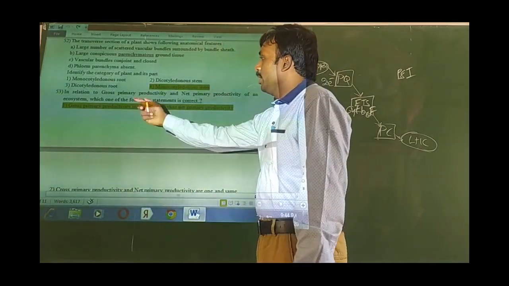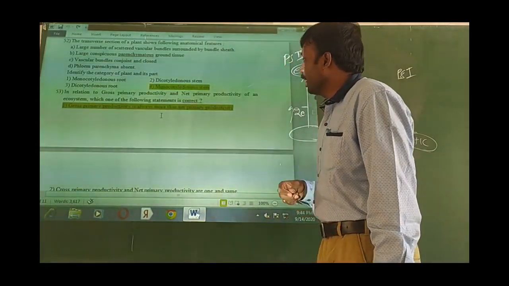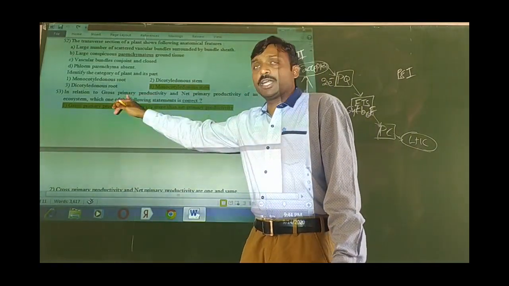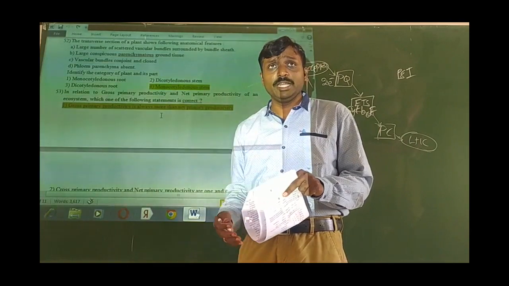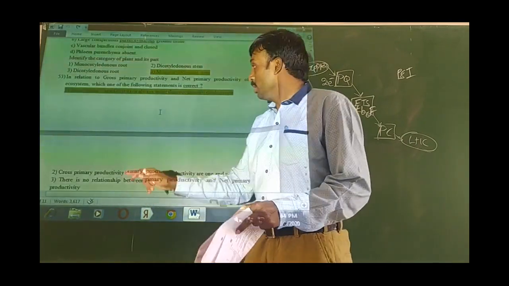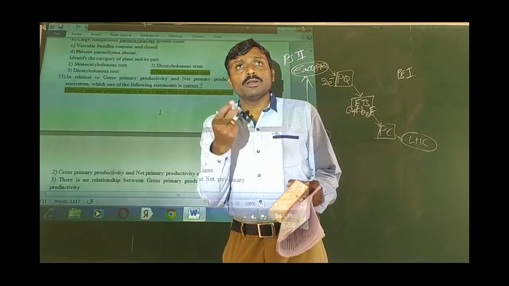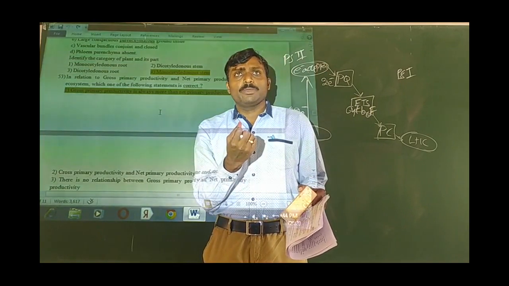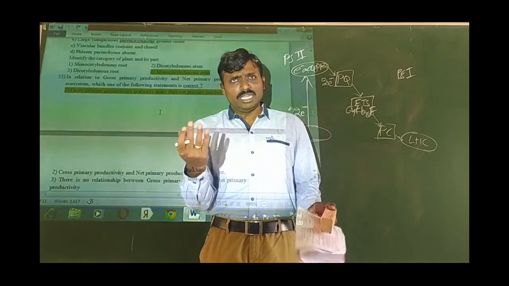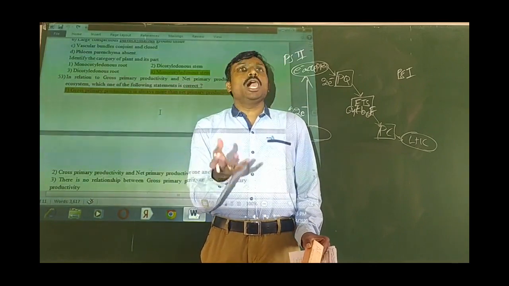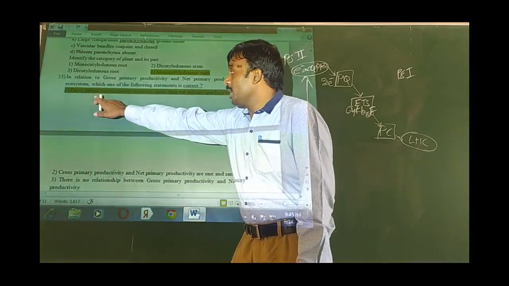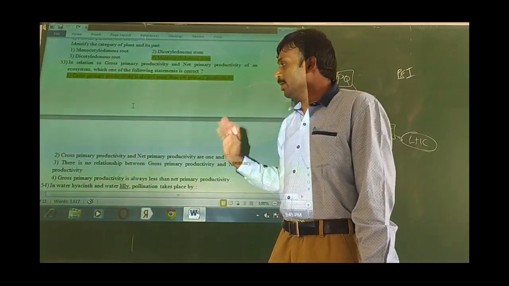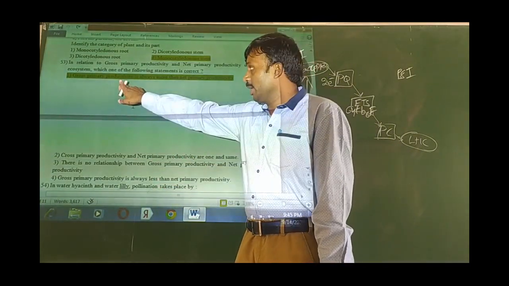Then the next one, in relation to gross primary productivity and net primary productivity of an ecosystem. So this is from the ecosystem chapter. Gross primary productivity means the total primary productivity performed by all the primary producers. Then net primary productivity is whatever productivity is available, the net amount. Generally gross means in total, net means available total. So gross primary productivity is always more than net primary productivity. Yes, the correct statement. If you go through the other statements, you can easily identify this.